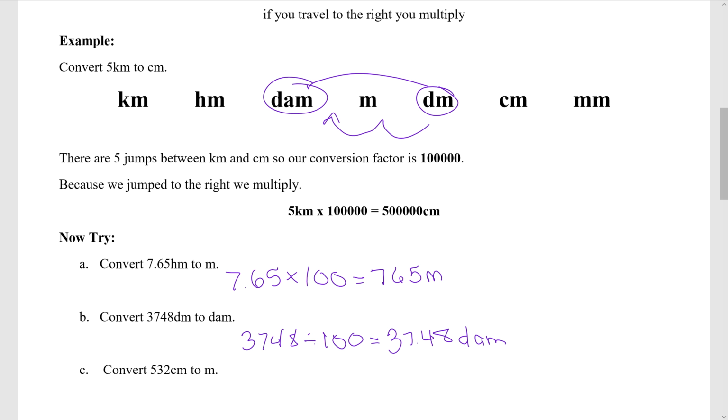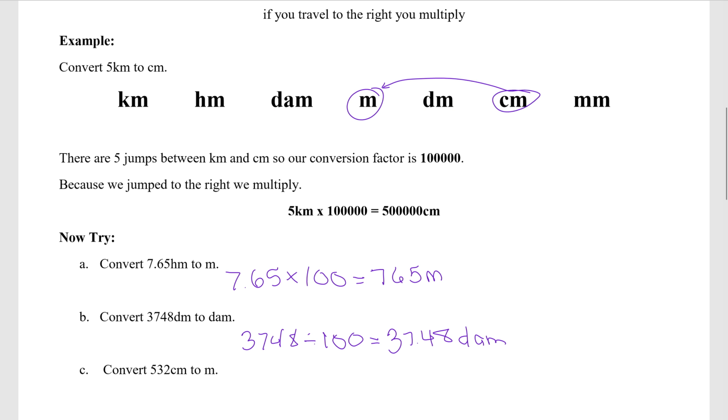Okay, and the last one, convert 532 centimeters to meters. So we're going from centimeters to meters. We're traveling to the left, so we're dividing. So we're going to have 532 divided by something. Again, we're doing 2 jumps, so our conversion factor will be 100.